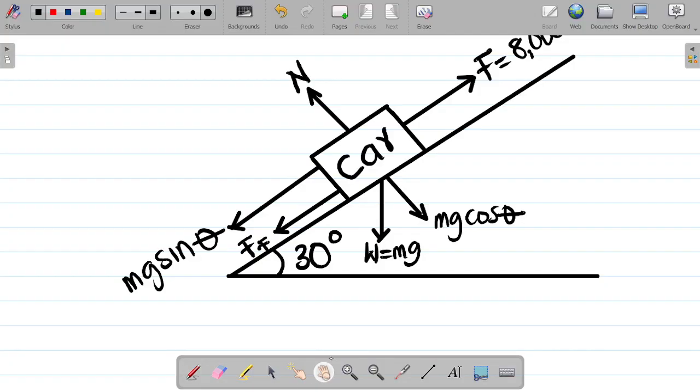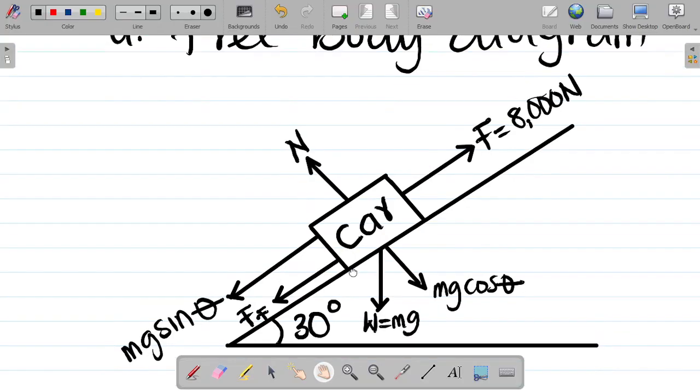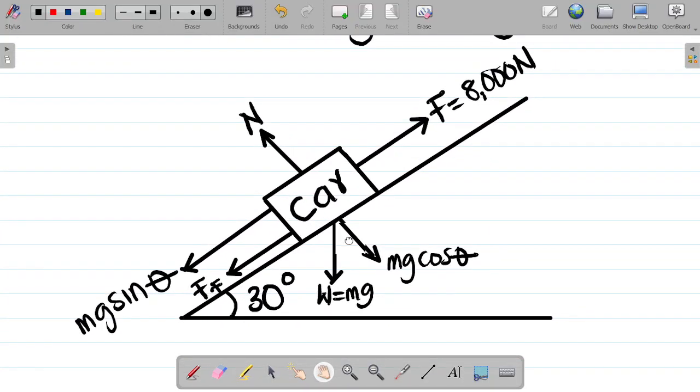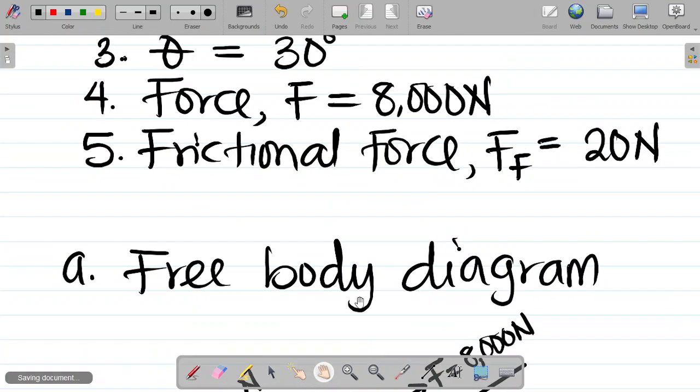So basically, this is your free body diagram. This is what it looks like. All right, so this becomes the answer to the A part: drawing your free body diagram. This is all the forces acting here.